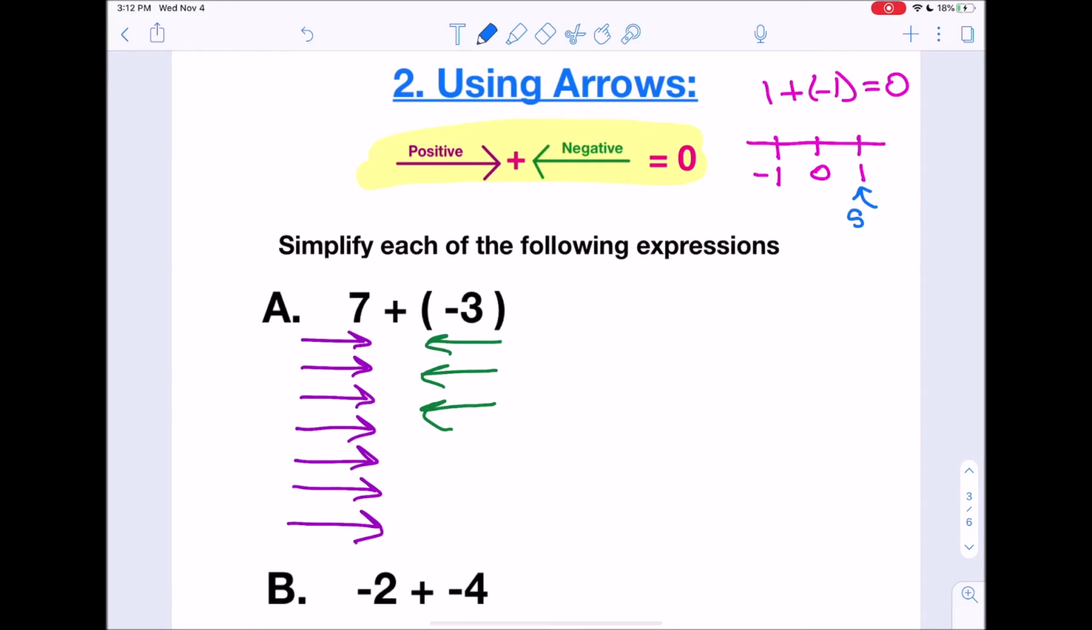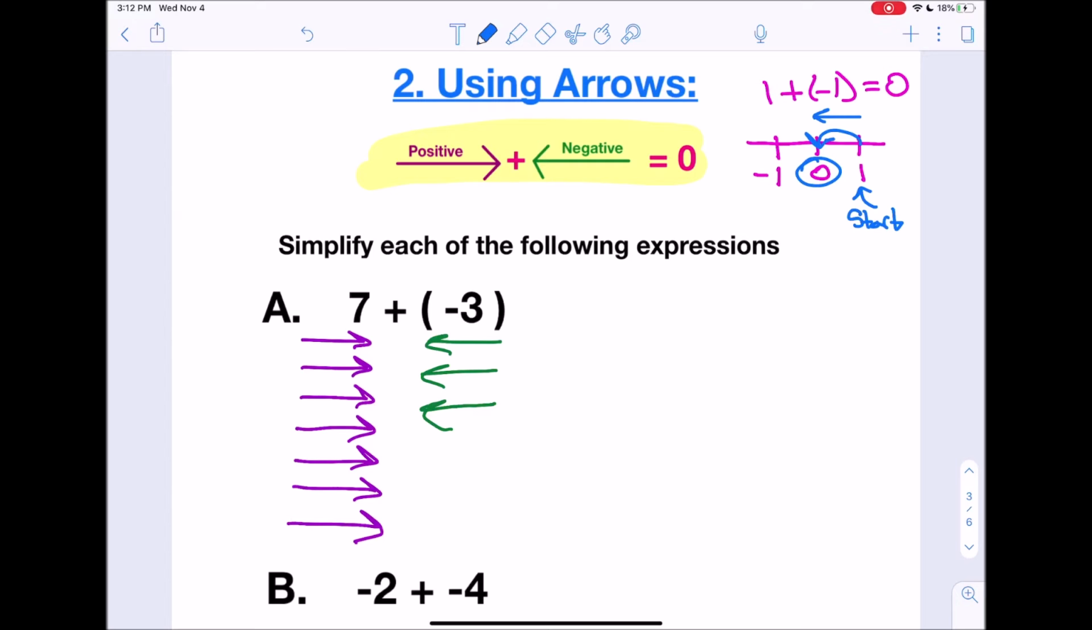1 would be my starting point. So if I'm at positive 1 and I'm adding 1 negative to it, I'm going to go over once. And I end up at 0. Okay, and once again, you can bounce from number to number or draw an arrow.